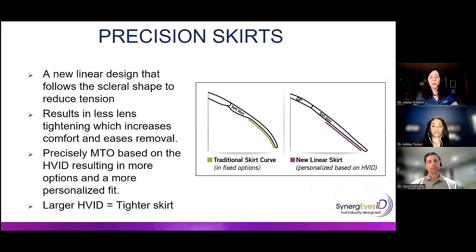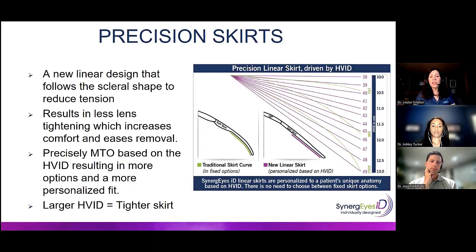Now the skirts are very precise. Rather than having a steep, medium, and flat skirt, these skirts are individually designed to match the architecture of the sclera. We know that the sclera actually has more of a linear shape as opposed to a curved shape. Our Duets and most of our lenses have a traditionally curved shape. However, the ID has more of a linear structure, and we found that it makes it easier for the patient to remove their lens. It's very comfortable for the lens. And it's based on the patient's HVID.